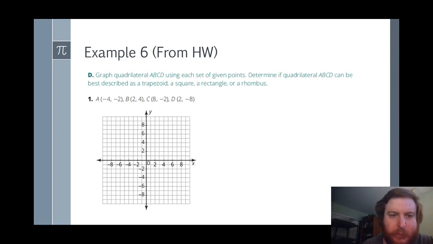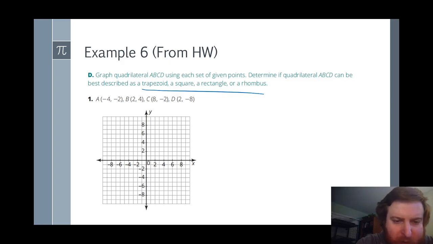So then, this last question on the homework is going to ask us to determine if a quadrilateral is a trapezoid, square, rectangle, or rhombus. So we're pretty much right around 30 minutes. I'm going to try to do these last 3 examples fast. My trade-off is these are all from the homework. So we're going to do 3 examples from the homework. They're the odd ones, then you can do the even ones on your own.